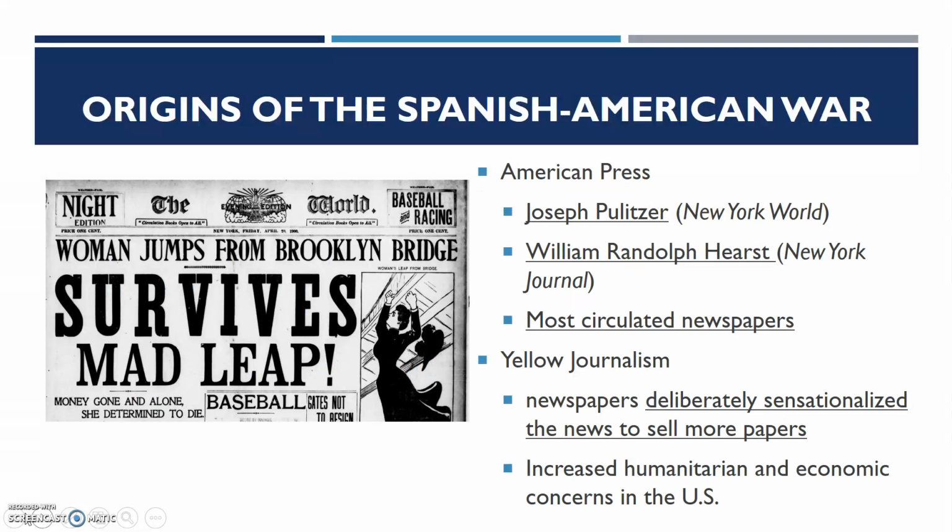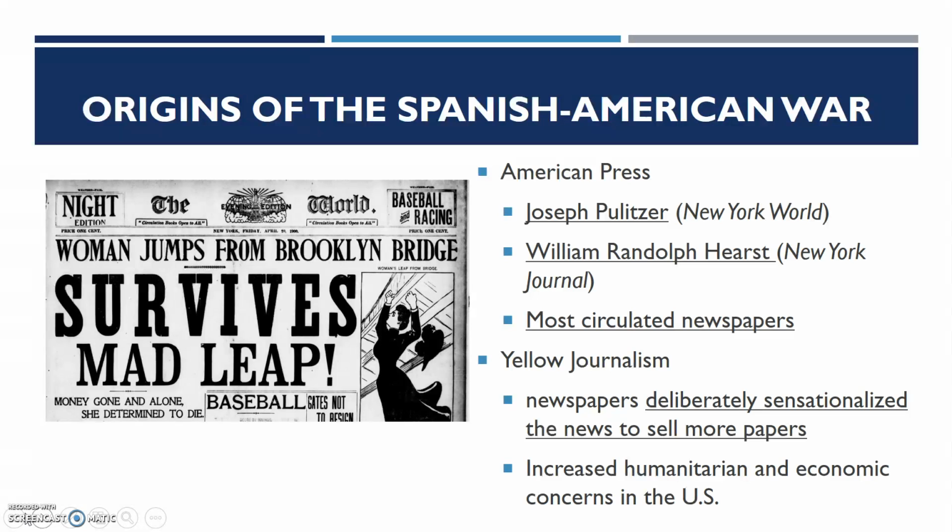So the American press played a very big role in the outbreak of the Spanish-American War, because newspaper magnates like Joseph Pulitzer of the New York World and William Randolph Hearst of the New York Journal began to circulate newspapers with sensationalized news. This is known as yellow journalism. Essentially, it's what we call today fake news. Newspapers would deliberately exaggerate stories in order to sell more papers.